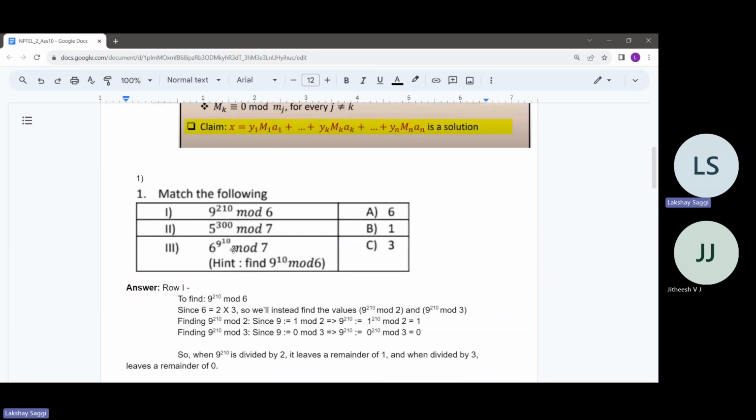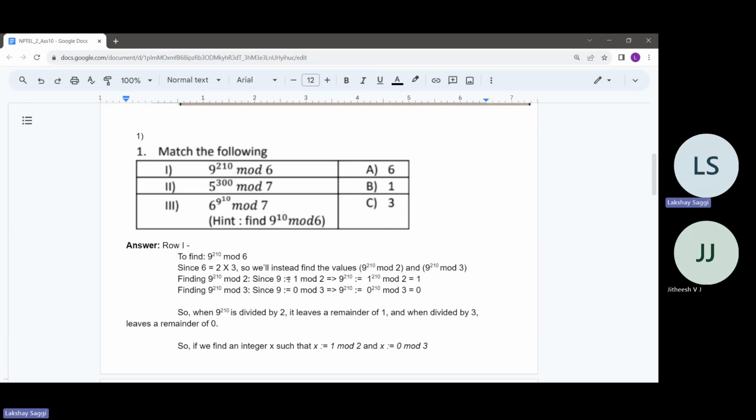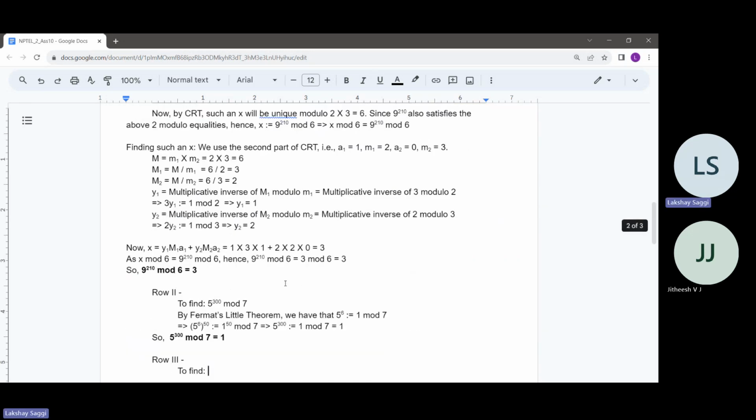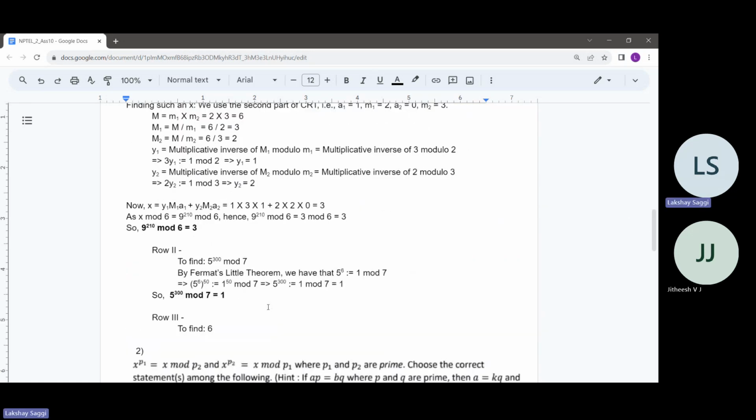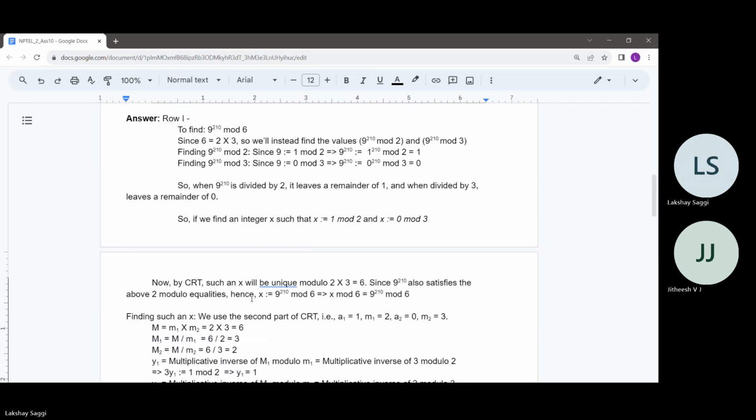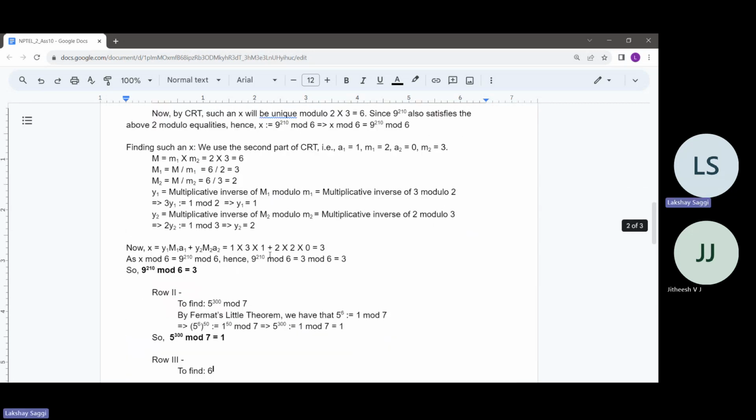So in row 3, we need to find 6 raised to the power 9 raised to the power 10. Okay, so this is a bit tricky. Mod 7. So we need to find 6 raised to the power 9 raised to the power 10 mod 7.